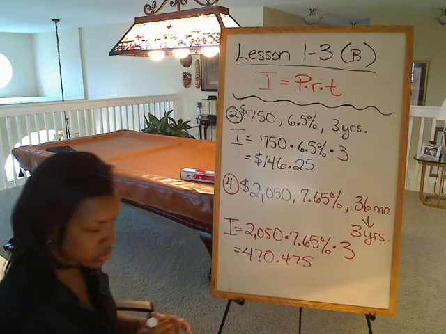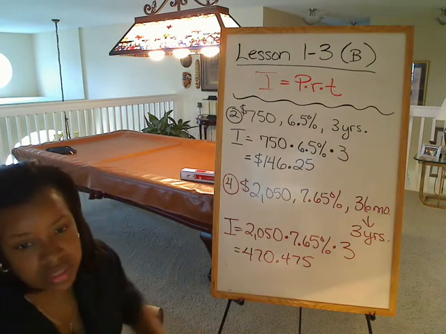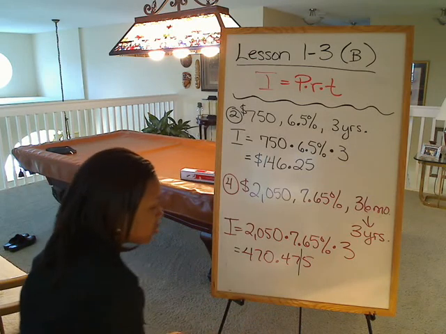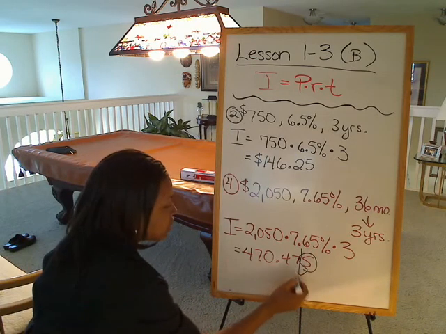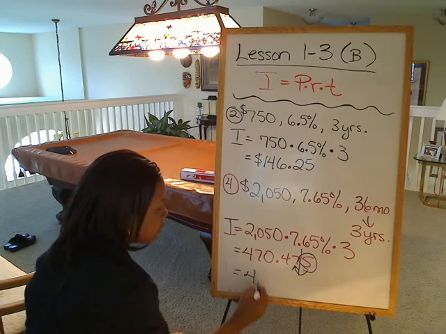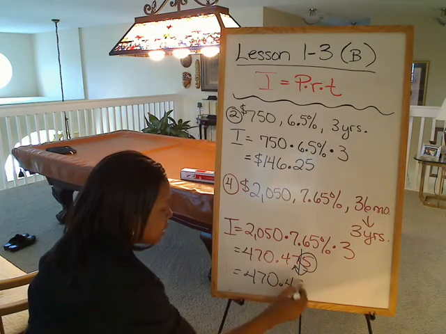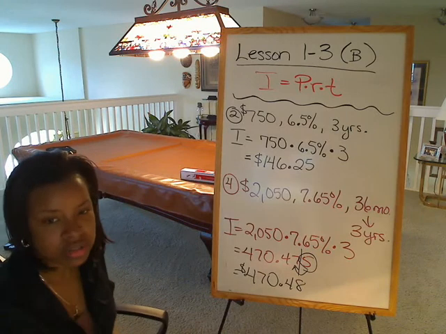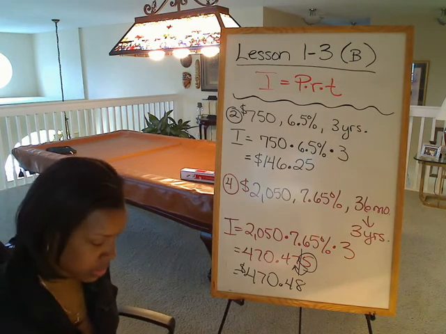470.475. But guess what? We're talking about money. Money does not usually have 3 numbers after the decimal point. It usually stops at 2. So the next number is a 5, which means we're rounding up to 470 and 48 cents. Okay, $470.48 is going to be your answer.